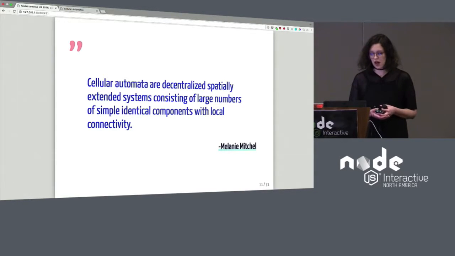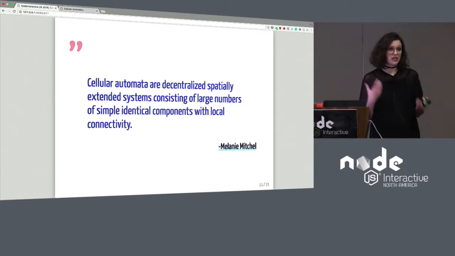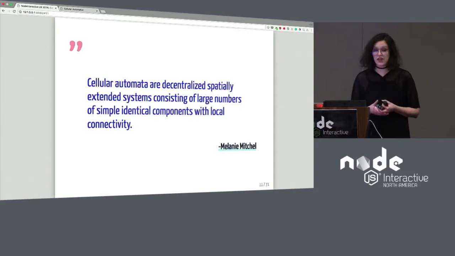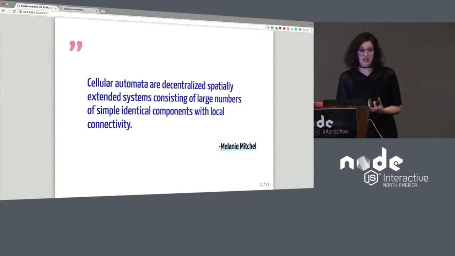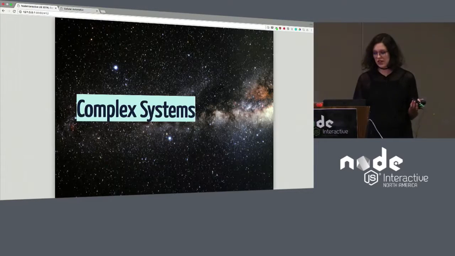But if you think about it, large numbers, OK, so we're dealing with a bit of large numbers, not quite big data, but large numbers. Simple identical components, so we're talking about something that's easily reproducible or easily put together, and local connectivity, so some sort of awareness. Kind of neat, we can understand. And spatially extended systems, also kind of cool, probably talking about some sort of space and time, not like the space-time continuum. So large numbers, simple components, local connectivity, and spatially extended systems seems to me like a pretty complex subject.